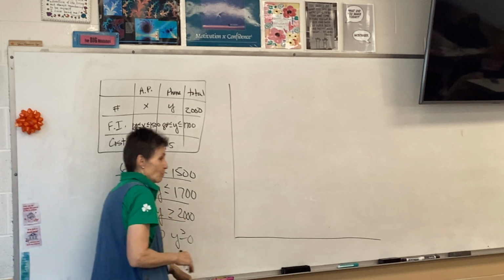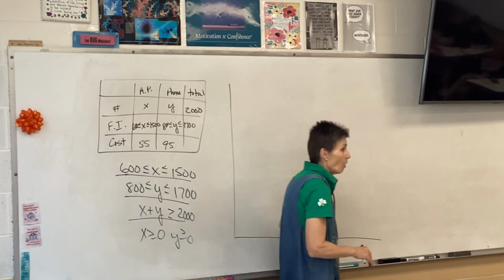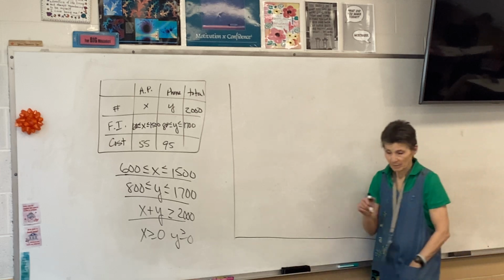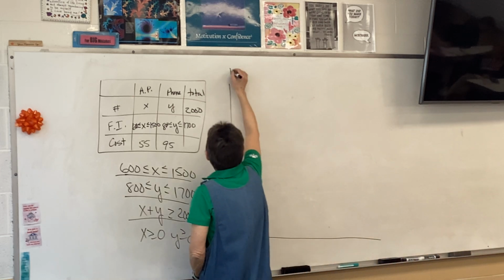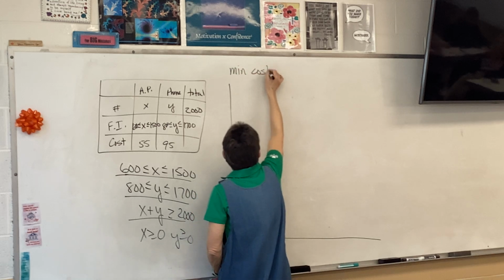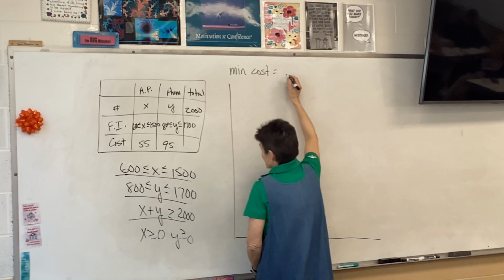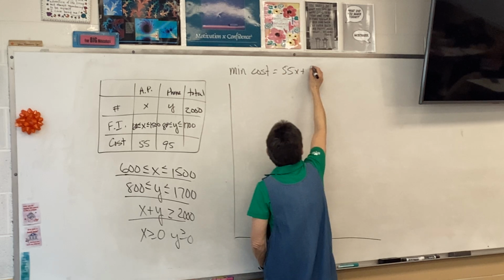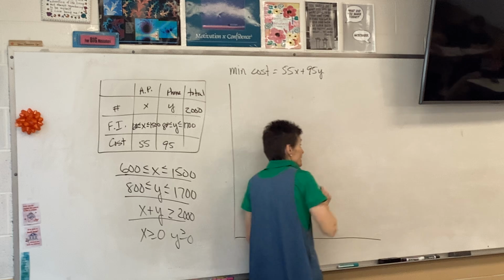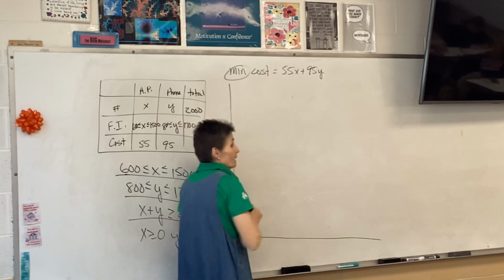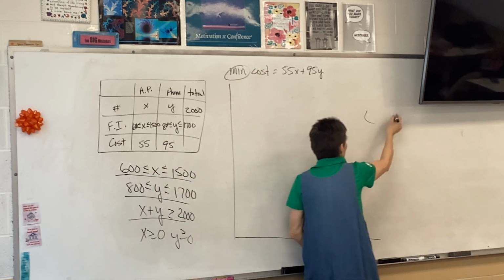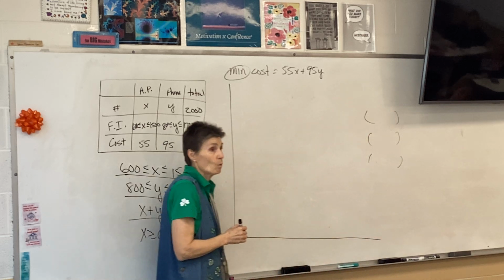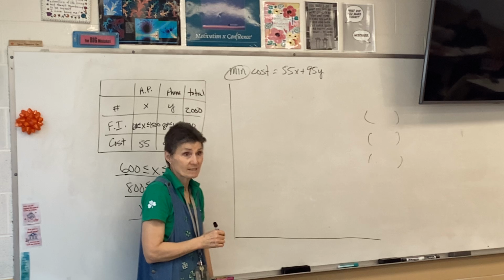What am I doing in this problem? What am I looking for? Always a max or min, which is it? The minimum. And what am I minimizing? The cost. And how will I calculate the cost? 55x plus 95y. And since it's a minimum, when I build all my ordered pairs, however many there are, I will be looking for the lowest one this time.